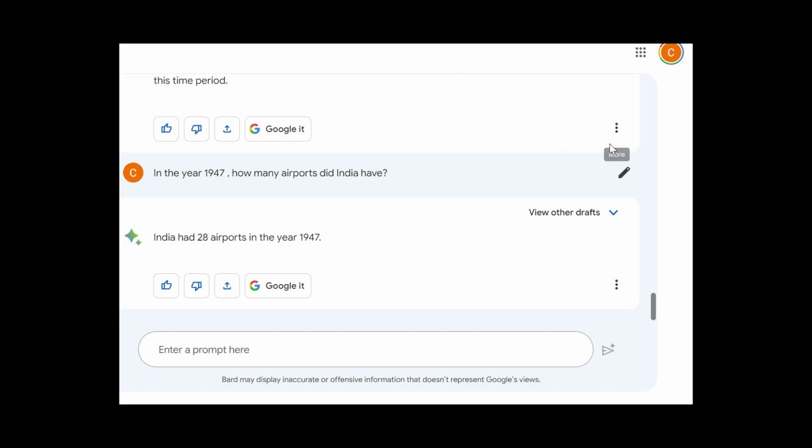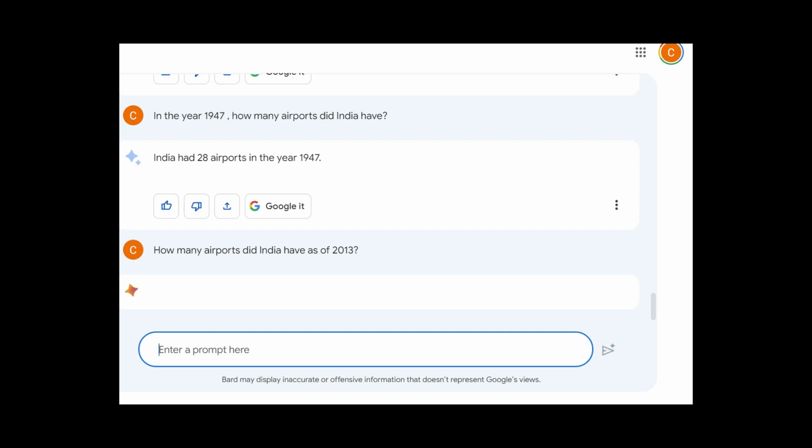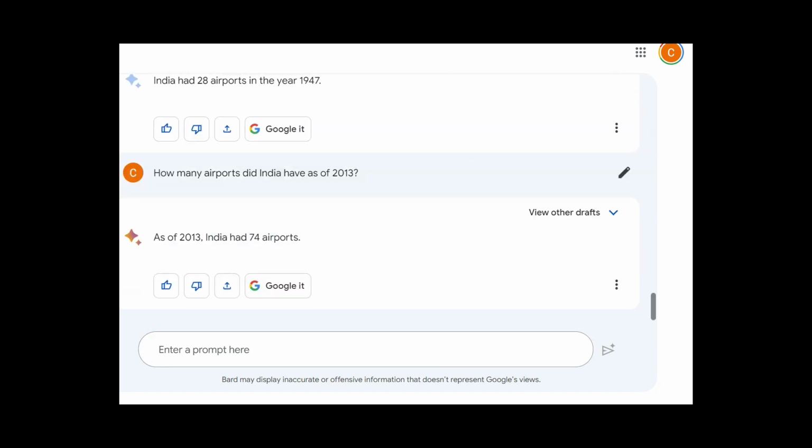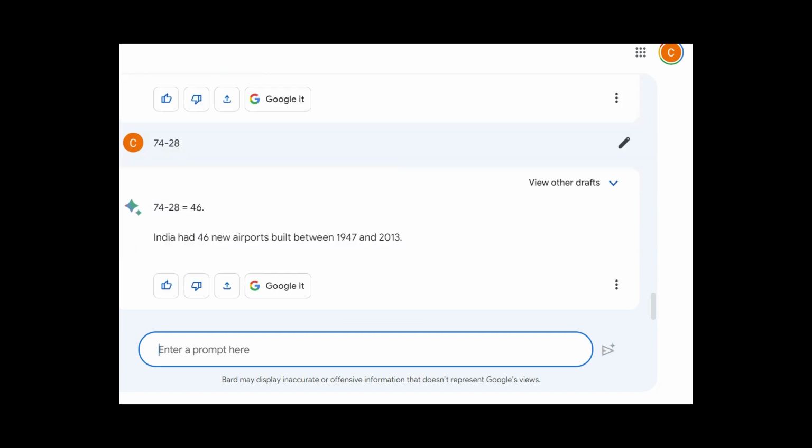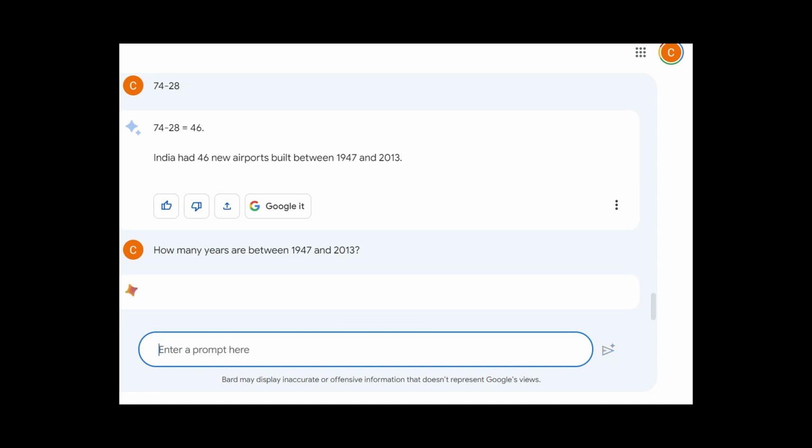And in 2013, how many airports did we have? So let us ask this one as well. How many airports did India have as of 2013 when the previous regime ended? So India had 74 airports, and 28 airports the British already gave us. So that is 74 minus 28. This is what got constructed by our governments, 46 airports from 1947. So how many years between 1947 and 2013?